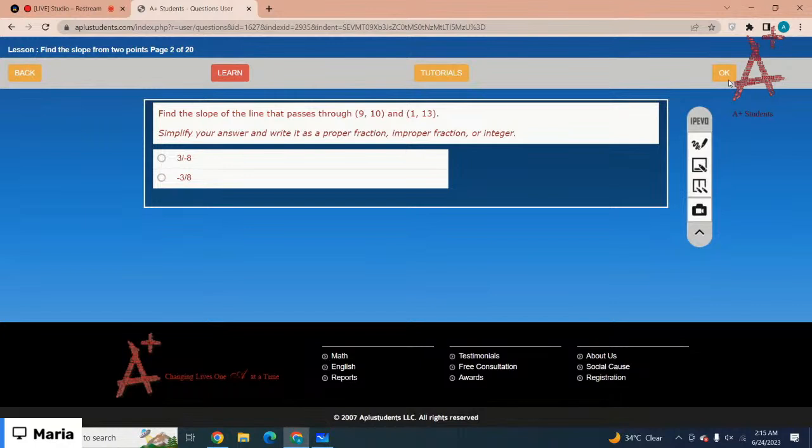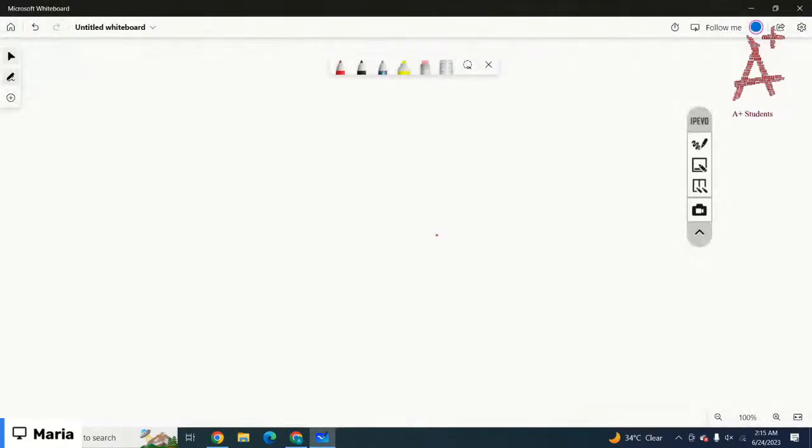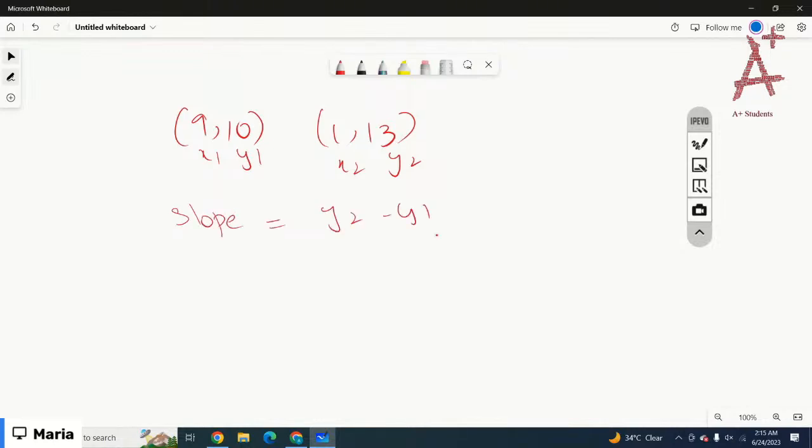Find the slope of the line that passes through (9, 10) and (1, 13). The points are 9 and 10. So the coordinates are x1 and y1, x2 and y2. You have to calculate the slope, that is y2 minus y1 divided by x2 minus x1. So you have to do 13 minus 10 divided by 1 minus 9.